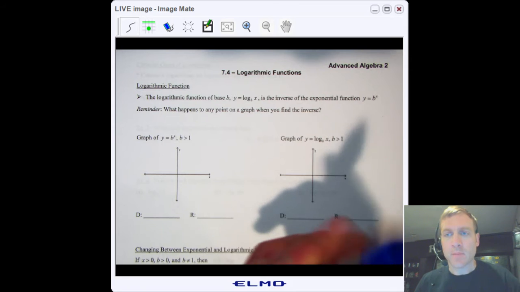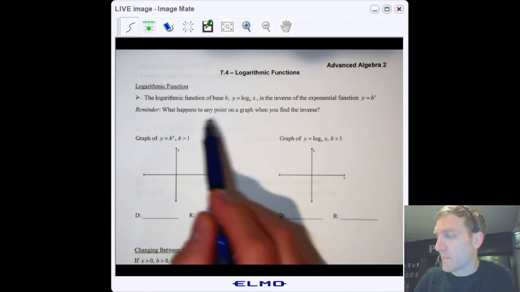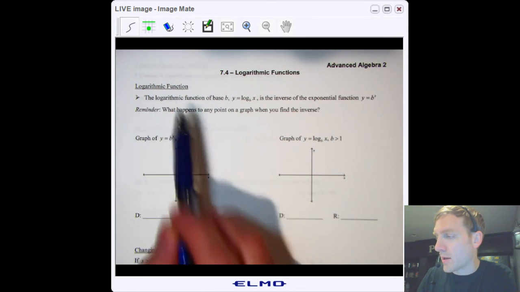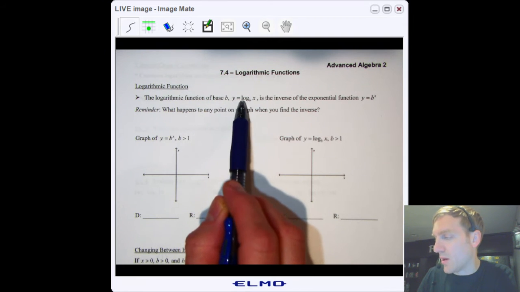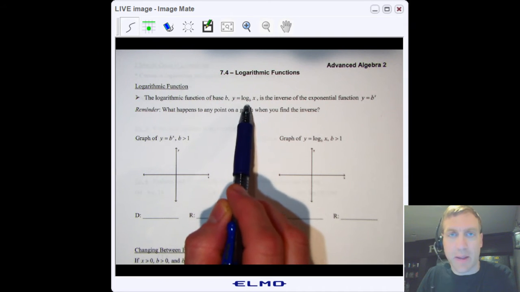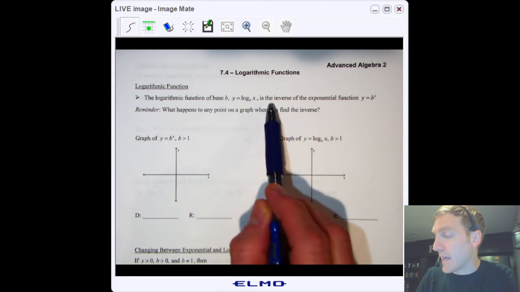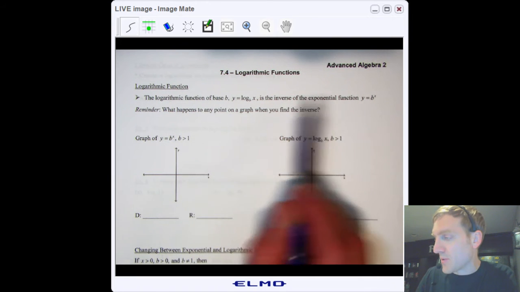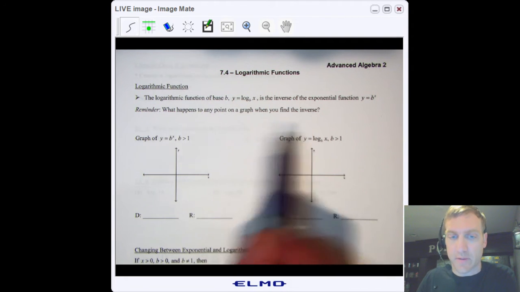All right. Now, if you remember from 7.1, we discussed inverse functions. So the log function of base b, which is written y equals log base b of x, and that b is called the base. It's written as a subscript of the log. So again, we say log base b of x. It's the inverse of the exponential function y equals b to the x. So the log base b and the exponential base b are inverses of each other.